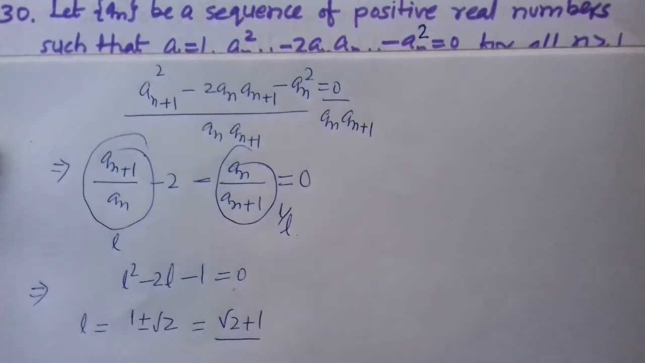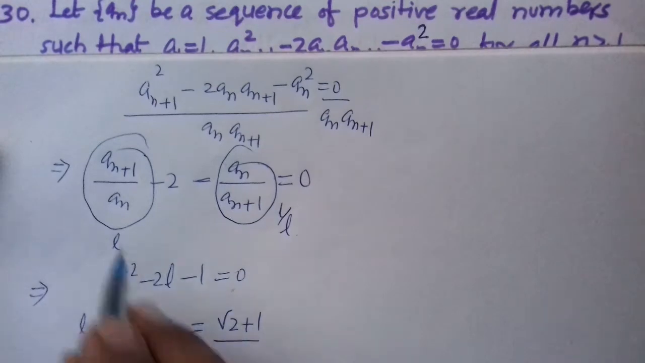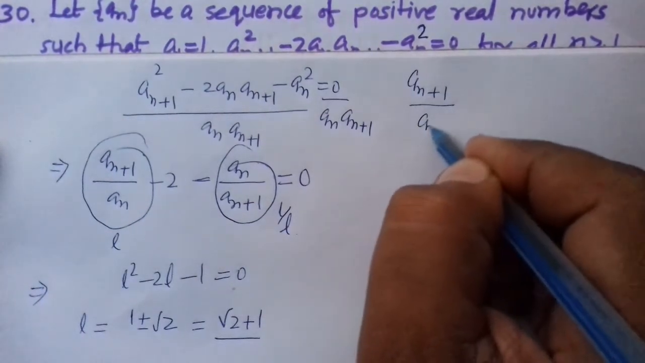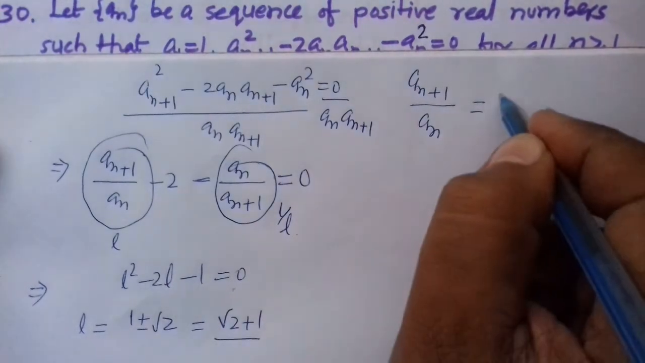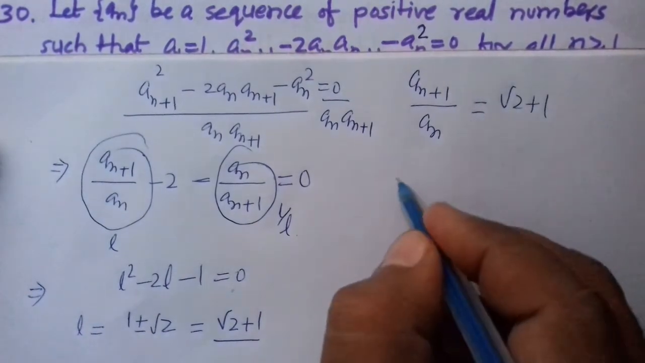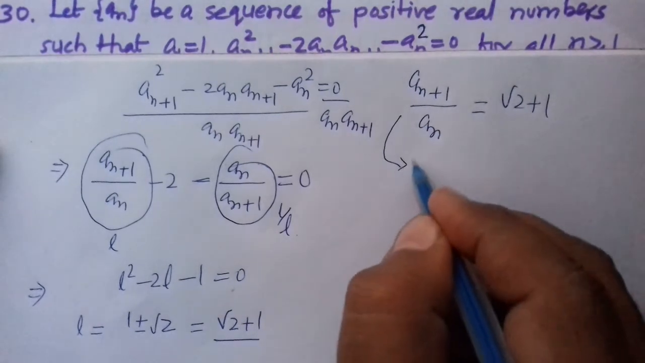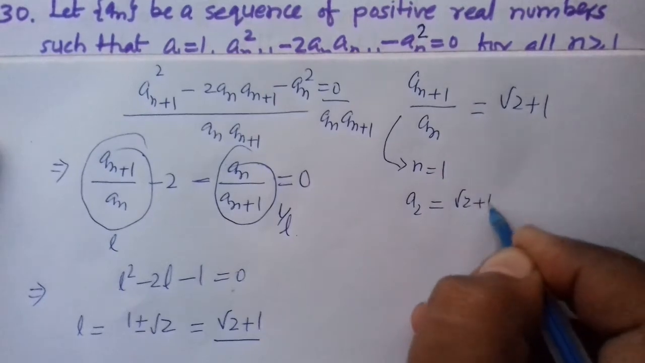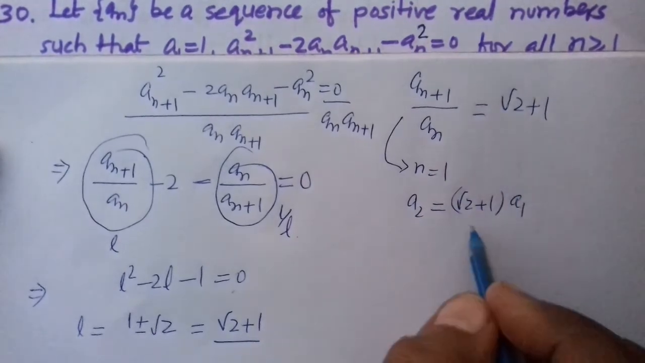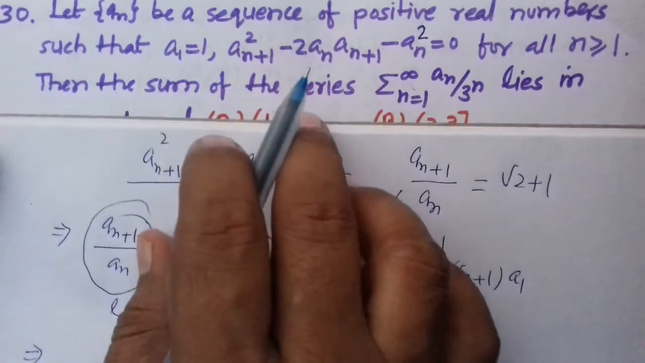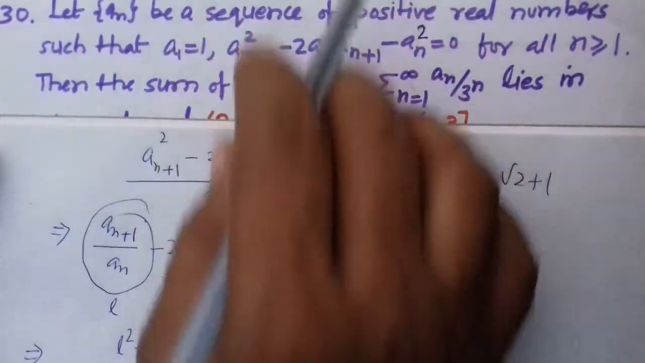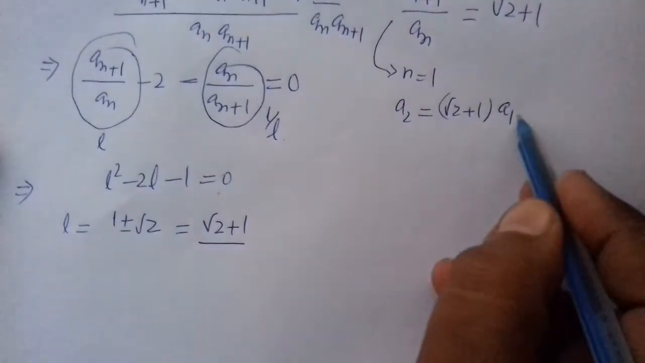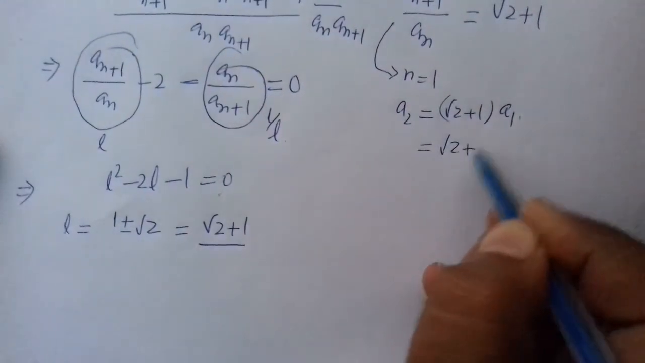This is the valid one. Now you see that L is this thing, that is a_(n+1) by a_n is L, and we got L as root 2 plus 1. Now putting n equals 1 in this, we have a2 equals root 2 plus 1 into a1, and you see in the question that a1 is 1. Putting 1, you get root 2 plus 1.